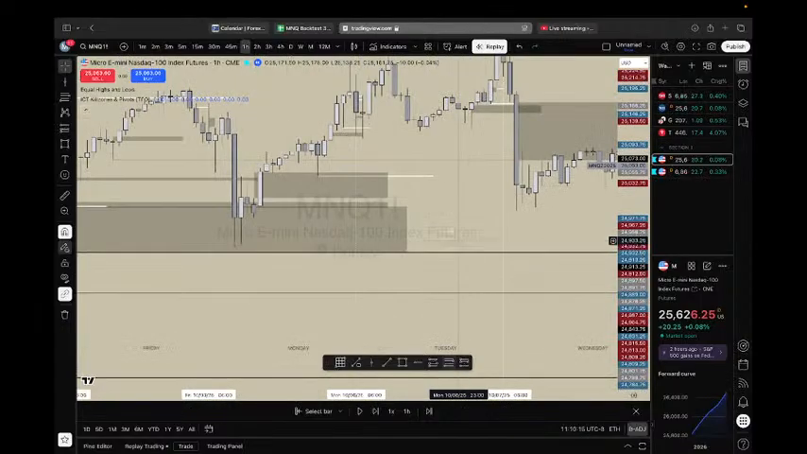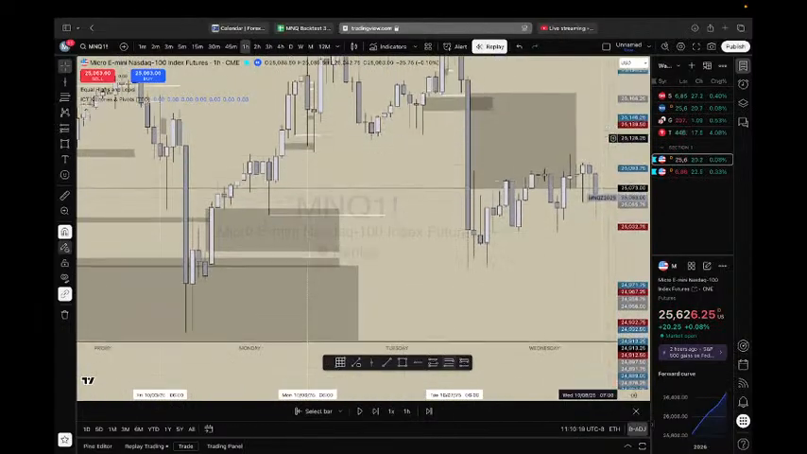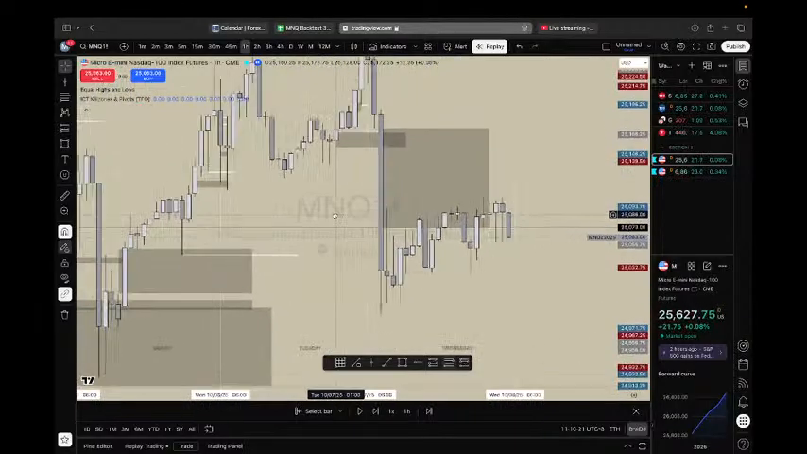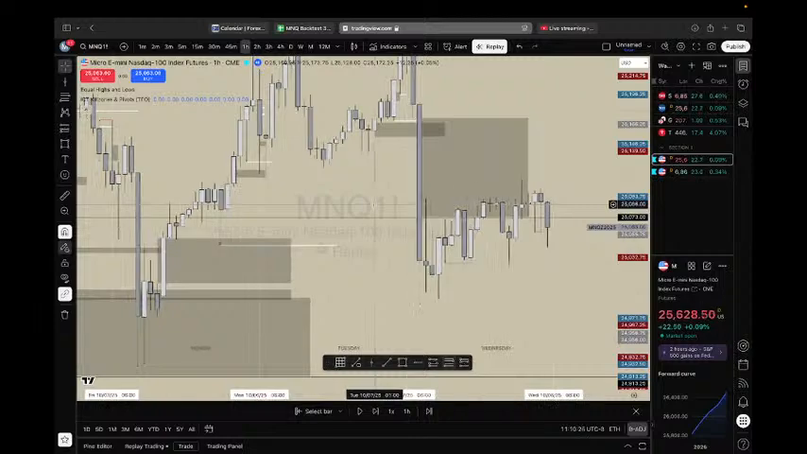Because really, in order to create your bias for the day, you just want to see where are we drawing from? Are we coming from liquidity? Are we coming from sell side or buy side? Are we delivering from buy side liquidity or sell side liquidity? That's really it. And after that, it's really just what fair value gaps are we respecting versus which ones are we disrespecting?